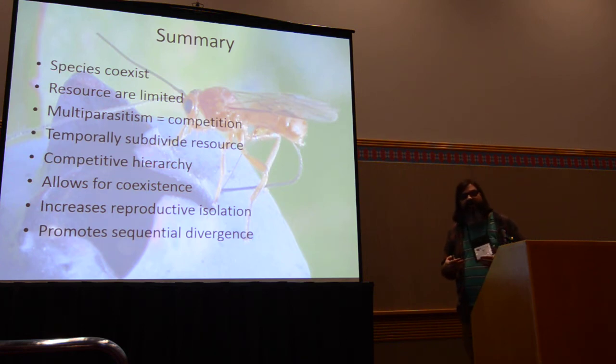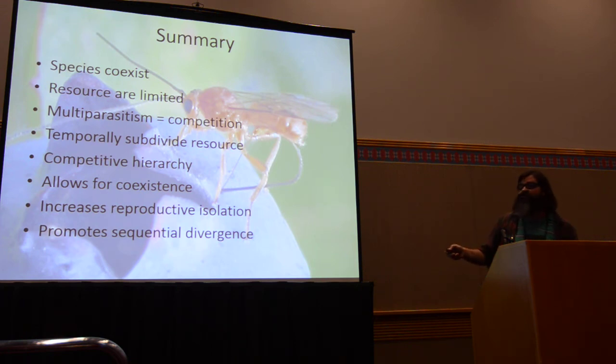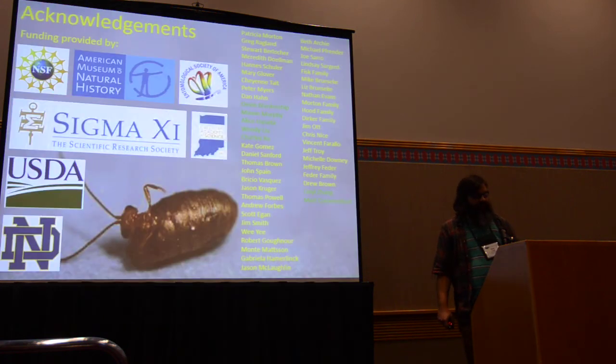And it's this stable coexistence that provides the template that's necessary for sequential speciation to proceed, specifically the multiplicative properties of sequential speciation, because you can't multiplicatively amplify biodiversity across trophic levels from one fly to multiple species of parasitoids unless you can get those parasitoids to coexist. And so, all in all, this temporal subdivision increases reproductive isolation between these diverging populations and again promotes sequential divergence.